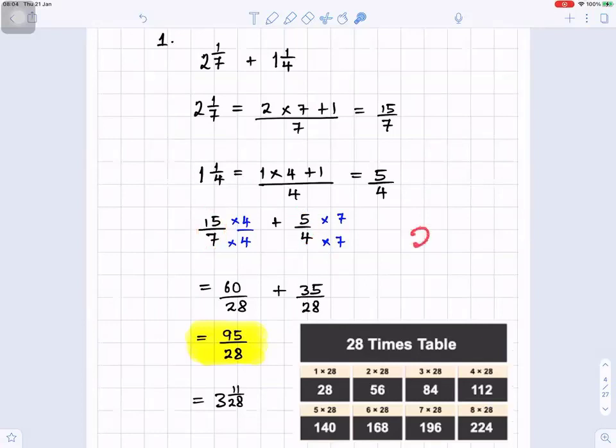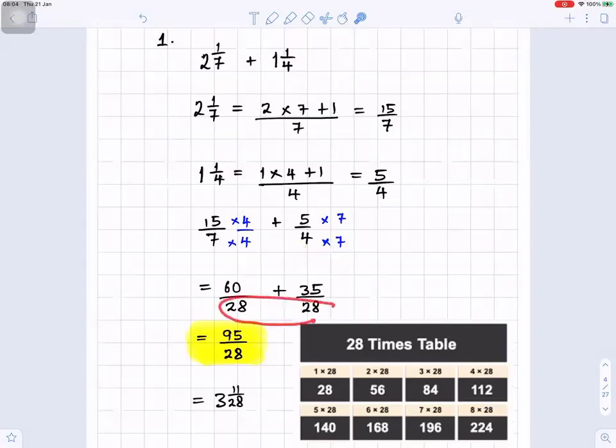We want the denominator to be 28, which is the lowest common multiple of 7 and 4. So we times by 4, which is the same as times by 1, and we times by 7, and times by 7 is the same as times by 1. So 15 times 4 is 60. 7 times 4 is 28. 5 times 7 is 35. 4 times 7 is 28.